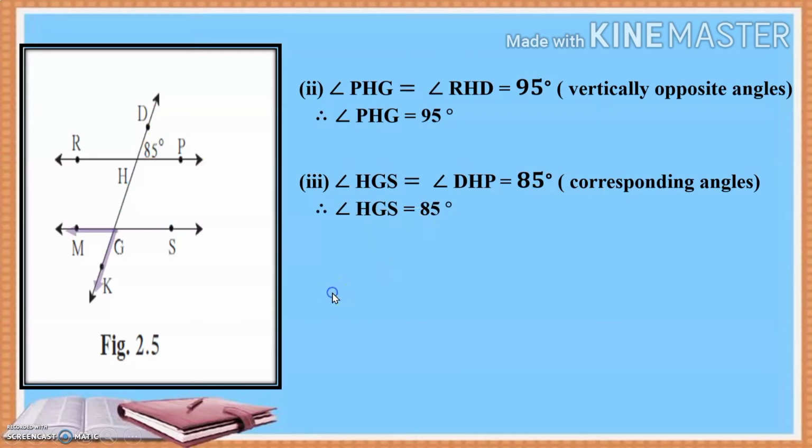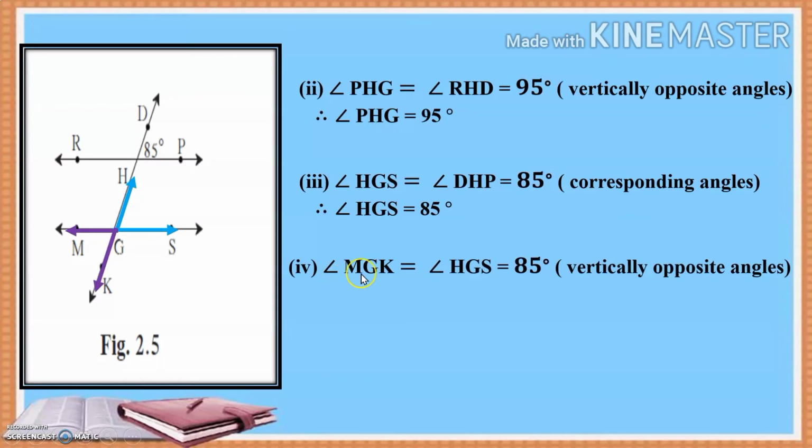Now the fourth is angle MGK, this angle. This angle and HGS are vertically opposite angles, so they will be equal. So we write the fourth step, angle MGK is equal to angle HGS equal to 85 degrees, vertically opposite angles. Therefore we can say that MGK is equal to 85 degrees.